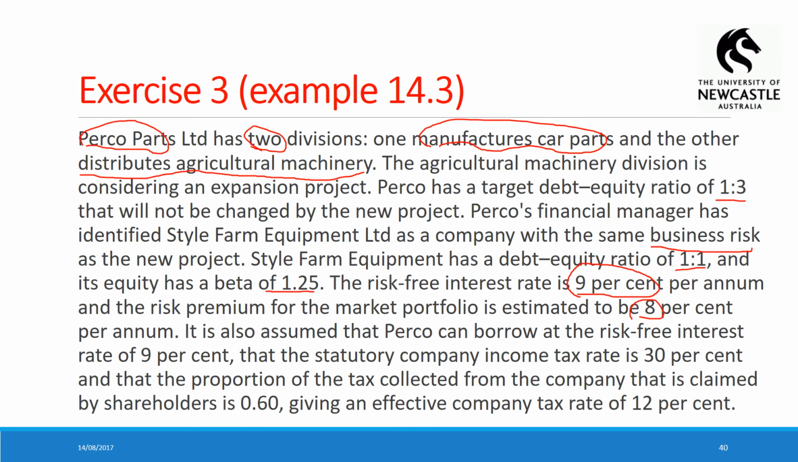We assume further that our company borrows at the risk-free rate and the tax rate is 30%. The proportion of tax collected from the company claimed by the shareholders is 60%. So this is the proportion of franking credits. As a result, the effective tax rate for this company is only 12%.